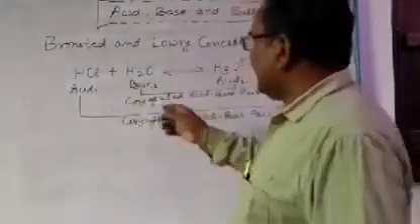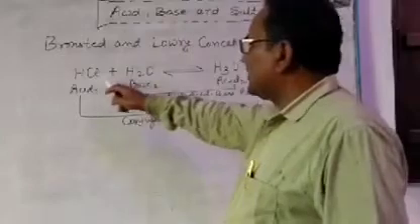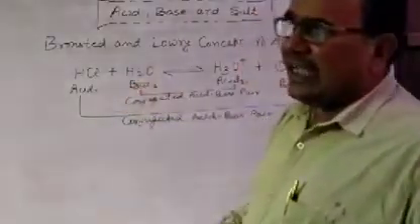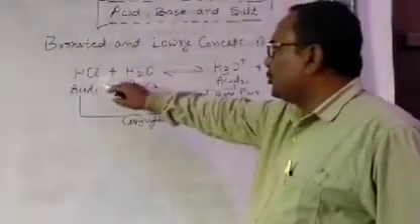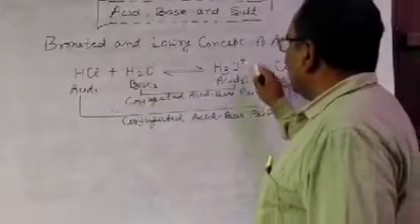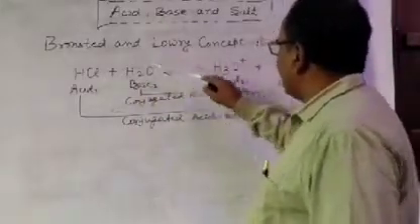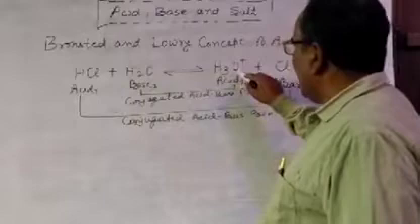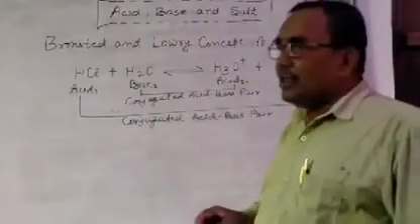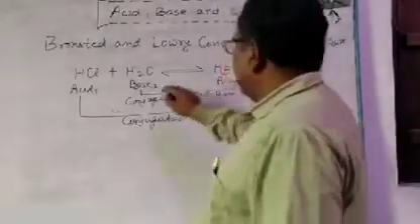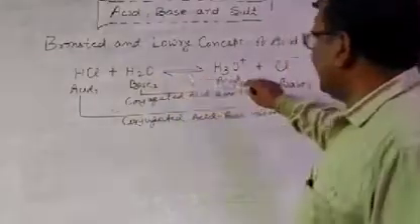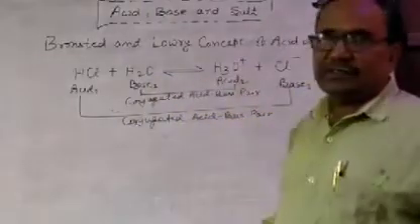Similarly, in this case, H2O accepts H plus ion. So H2O is a base because it has a tendency to accept proton donated by HCl and form H3O plus. In reverse, in backward direction, when H3O plus also donates proton, which is accepted by Cl minus, we can say H2O is a base. Its conjugated acid is H3O plus.